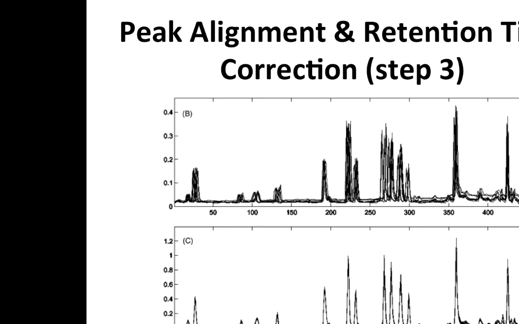So after we detect all the peaks, we try to align the peaks based on their retention time, and align the peaks while at the same time correcting the retention time. So it's really their location also being shifted, so we can compare the same peaks. We know it's consistent across different samples. This is just the overview of before the alignment and after alignment.